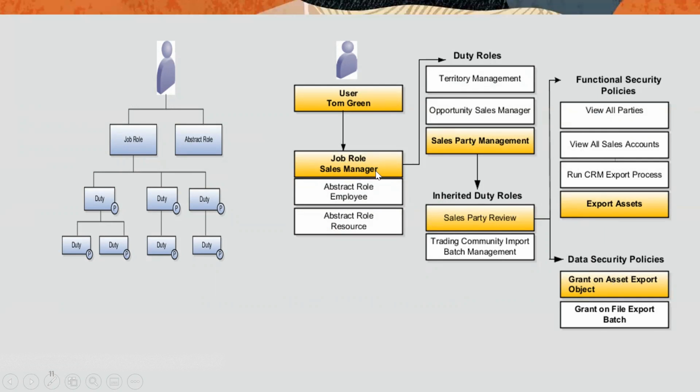So we can also directly define this functional security and data security directly to a job role also. So that is also possible. But in this diagram, it is showing this way also we can do the security configuration. But we can also do this particular security configuration directly.